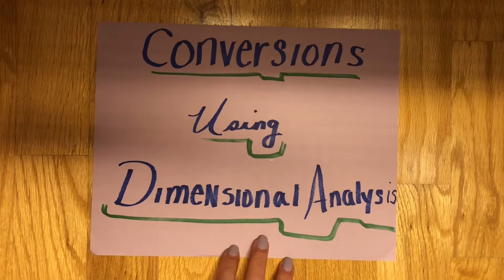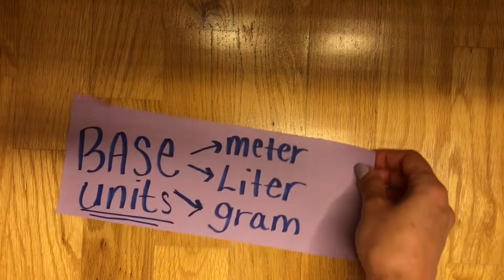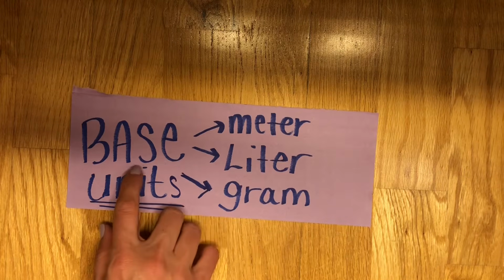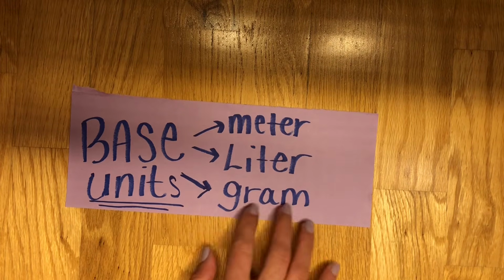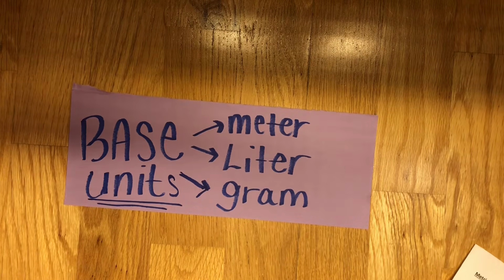This is a video on converting using dimensional analysis. We primarily use the metric system in science, and the metric system is made up of what we call base units. Our base units usually are meters, liters, and grams. And you can tack a prefix onto any of these base units.